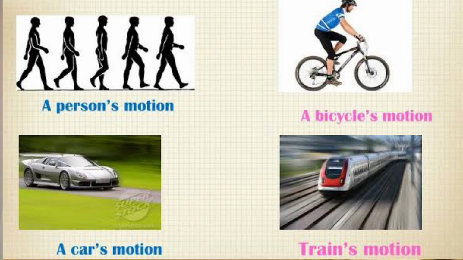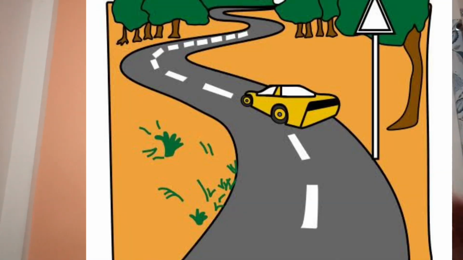And the second is curvilinear. Have you seen when a car is moving in a mountain region, it is moving on a curved path, not actually straight. This type of motion is known as curvilinear motion. So translatory motion is of two types, rectilinear and curvilinear. When it moves on a straight path, it is rectilinear motion. When it moves on a curved path, this is known as curvilinear motion.